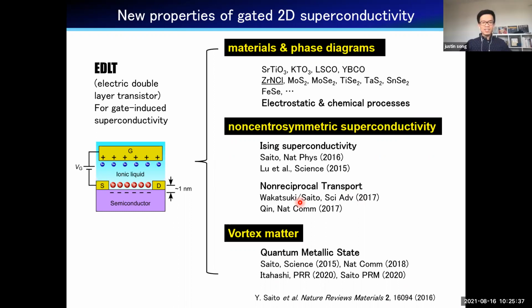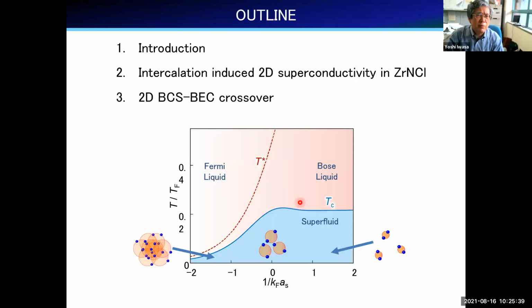Thanks very much. Okay, so now let me move on to the outline of today's talk. Up to now, I have introduced what I'm going to talk about. Then I'm going to speak about intercalation-induced two-dimensional superconductivity in a particular material, zirconium nitride chloride. This is also a layered material. Following this, I'm going to discuss the two-dimensional BCS-BEC crossover.